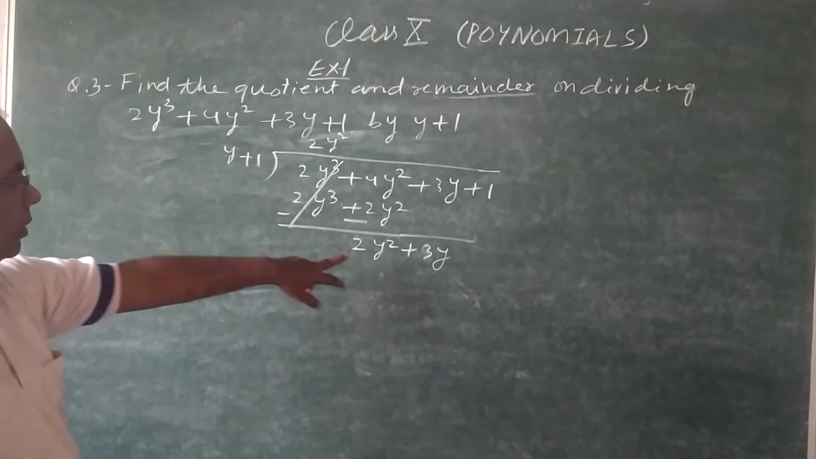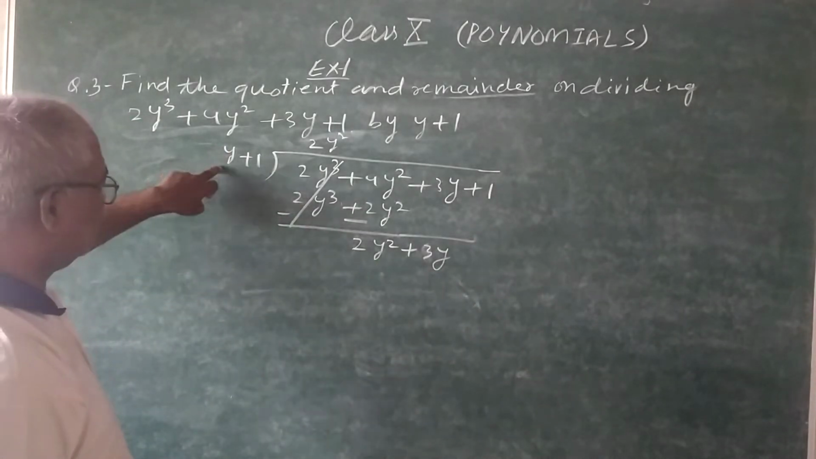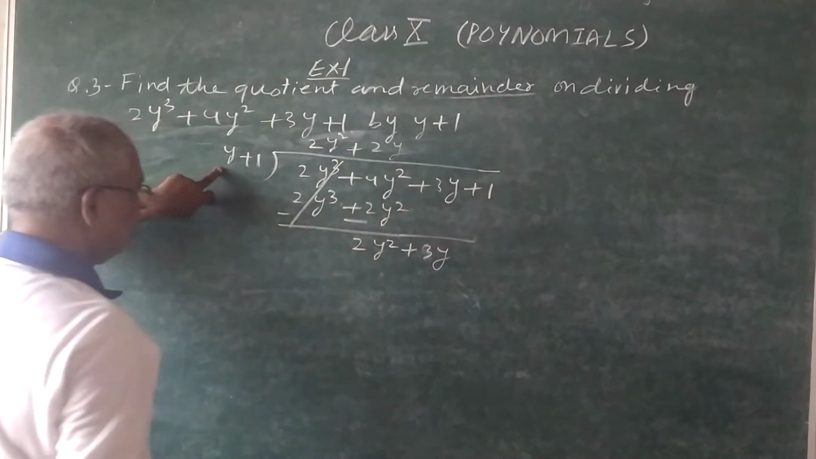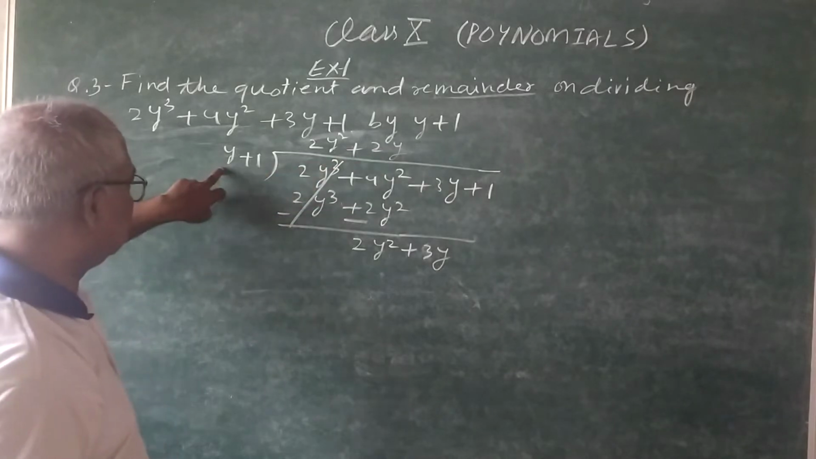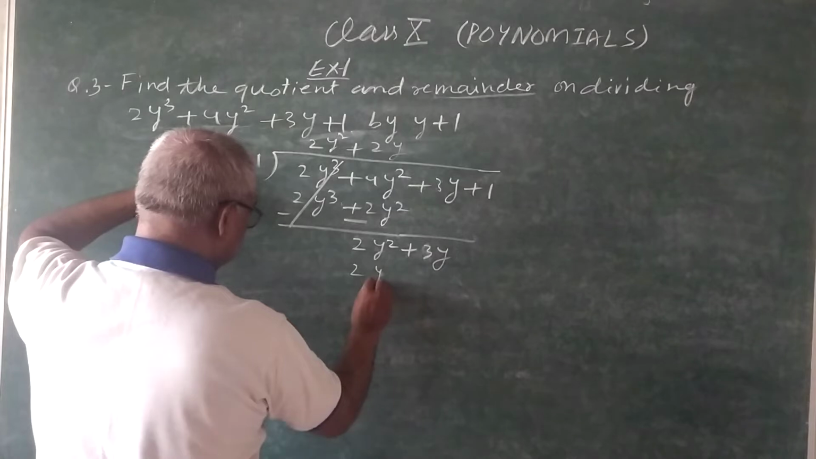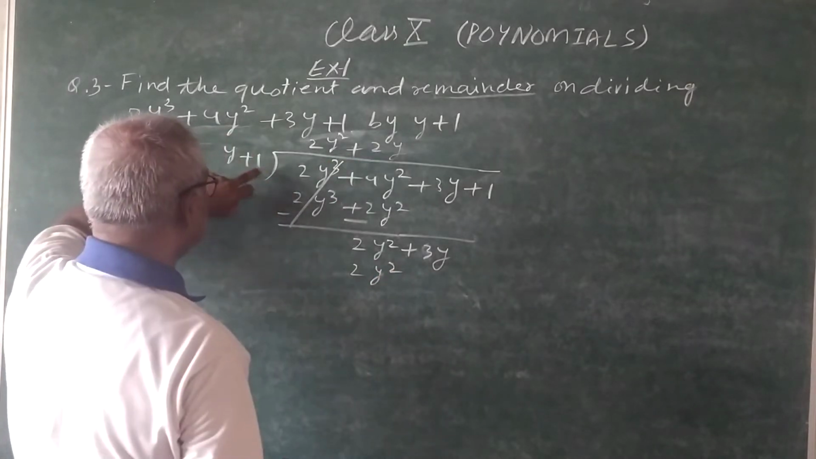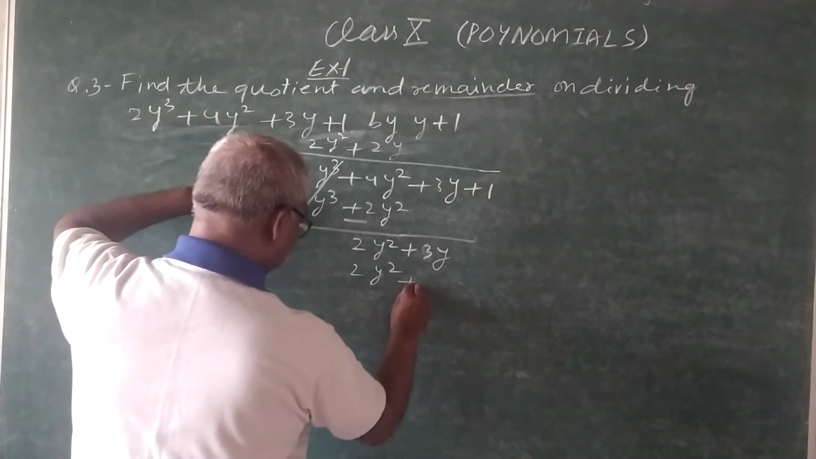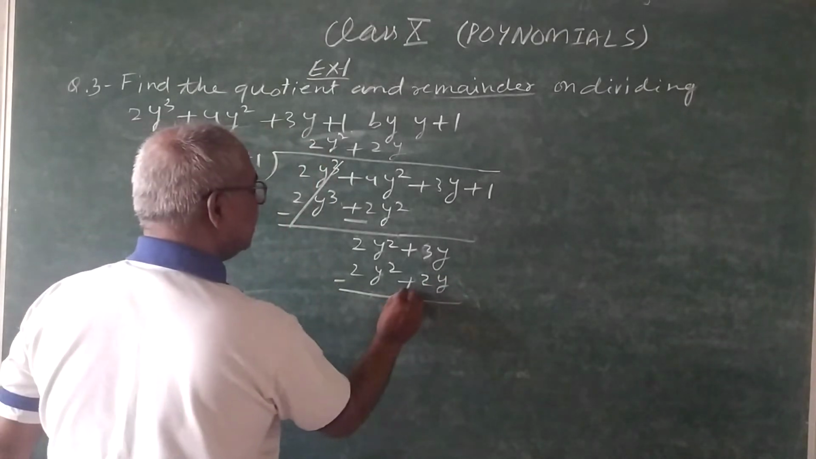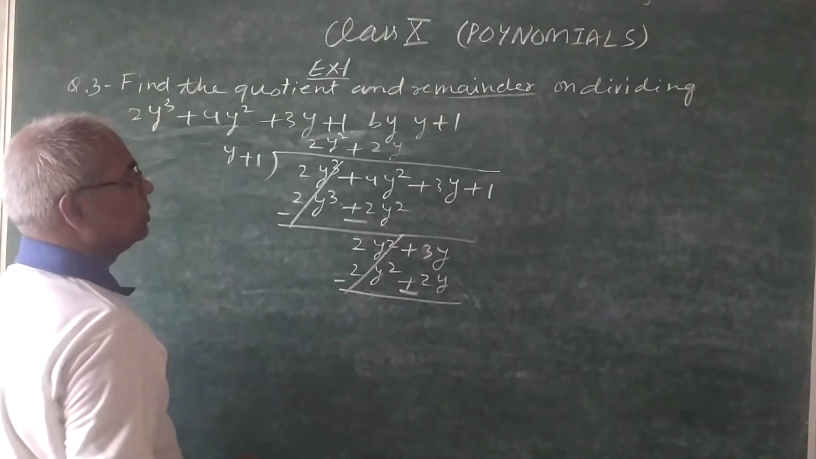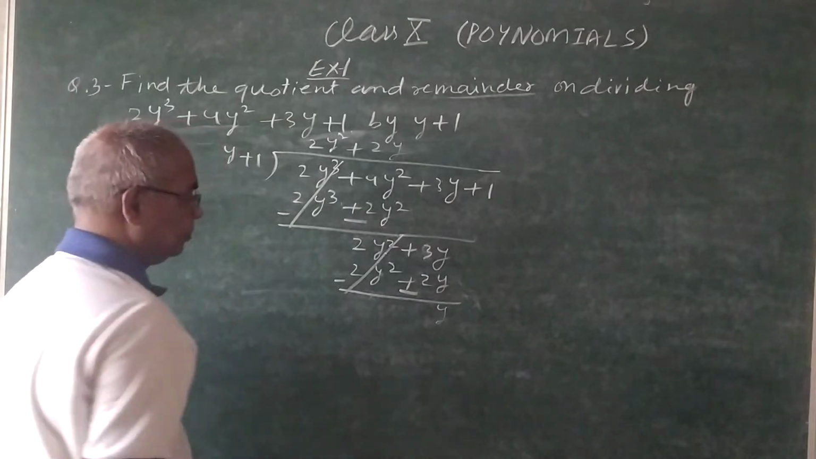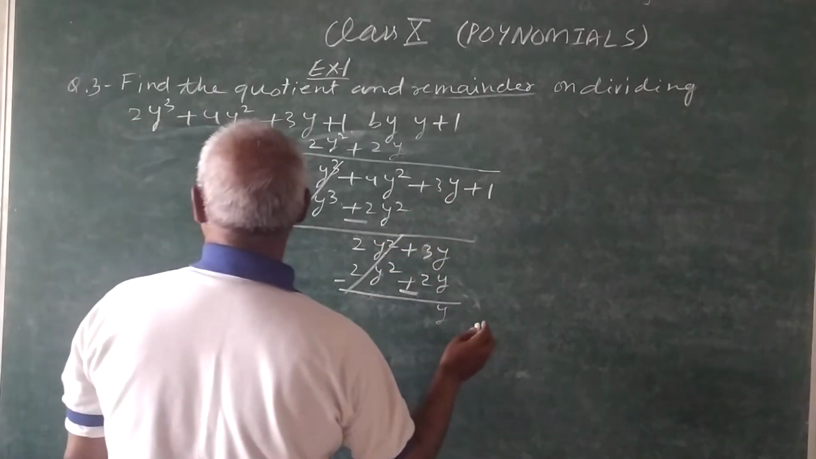What happened? Now 2y square divided by this y, so it takes 2y times. So 2y multiplied to this one, y plus 1. So 2y into y, that is 2y square, and 2y into 1, so plus 2y. Now change their sign, it is minus and it becomes minus, this will be cancelled out. So plus 3y and minus 2y, that becomes y. And here is only y plus 1.